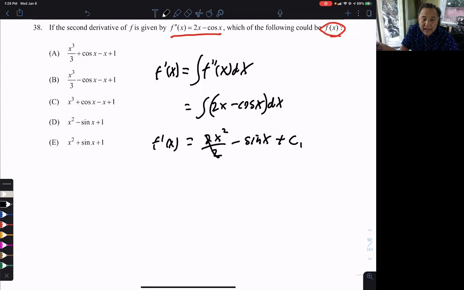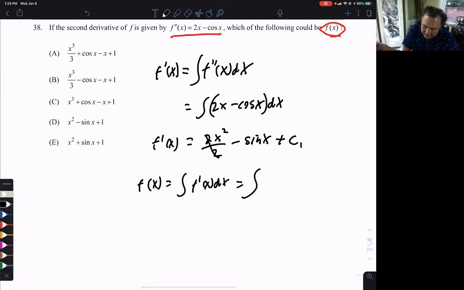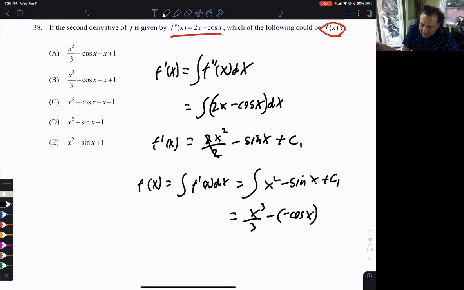Well, I'm trying to find f. F is the antiderivative of f prime of x. So that's going to be the antiderivative of x squared minus sine x plus c1. That's going to be x cubed over 3. The antiderivative of sine is minus cosine, double check. And plus c1x plus c2.